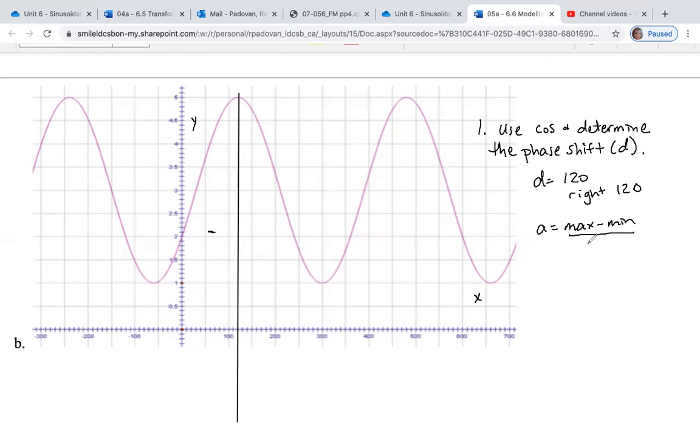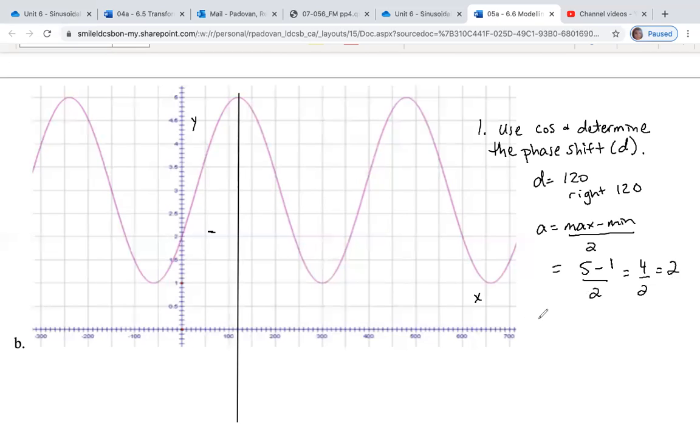Let's get that off the graph. The maximum value looks like 5. I know it's hard to see. The minimum value is happening right at 1 there. So 5 take away 1 is 4, 4 divided by 2 is 2, and so my amplitude is 2.